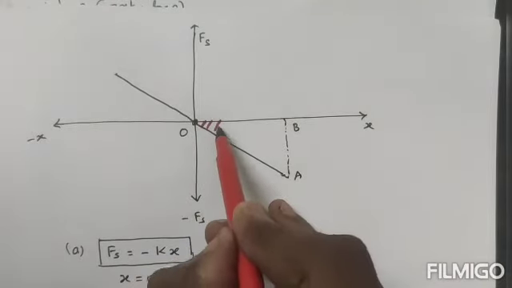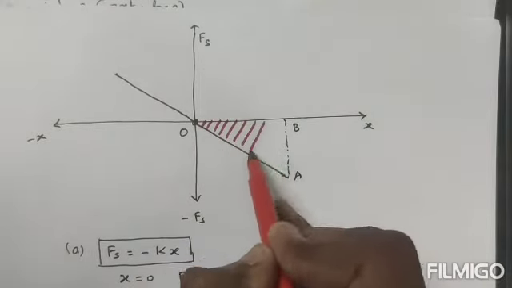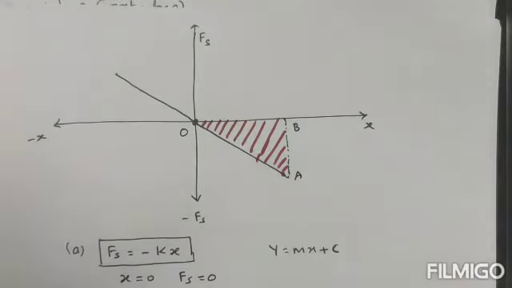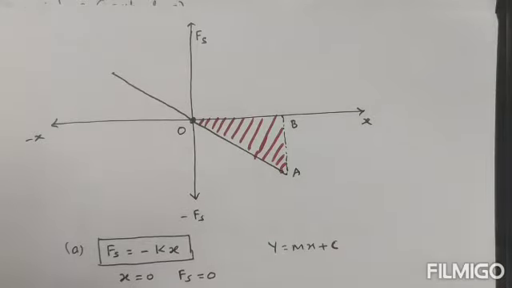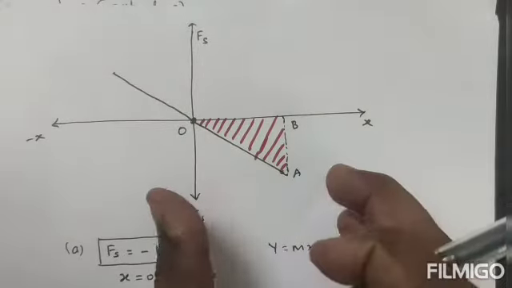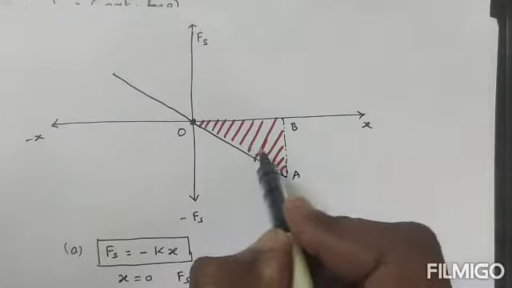This area gives the work done in the stretched condition. The work done in the stretched condition we already derived. In the same way, we can derive it by using the graphical diagram. Okay, so let us imagine. How do we find this area? I am going to calculate this area.